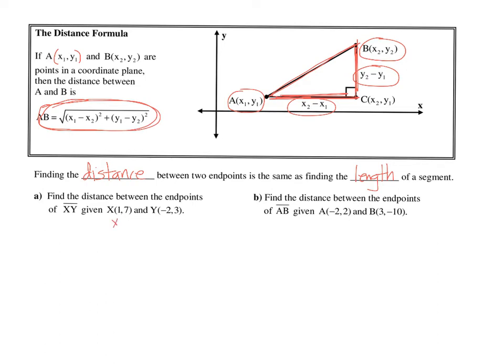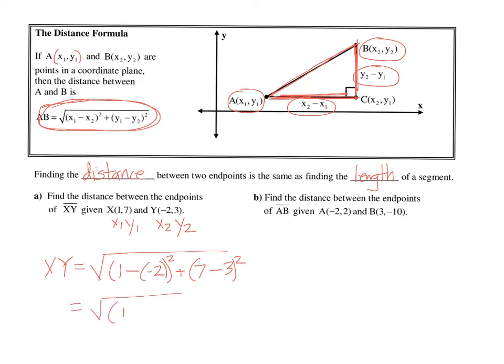All right, so this is going to be my x1, that's my y1, that's x2, that's y2. Now using the formula, I have x1, which is 1, minus x2, which is negative 2. Be very careful with these negatives. The negatives is where students goof the most. Then I have y1, which is 7, minus y2, which is 3. So now I have 1 plus 2 squared plus 7 minus 3, so that's 4 squared.